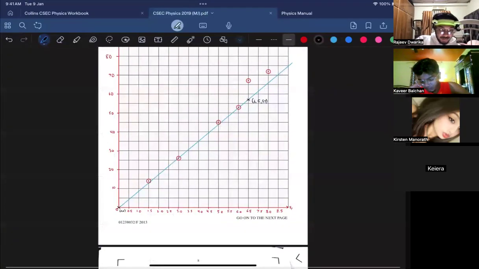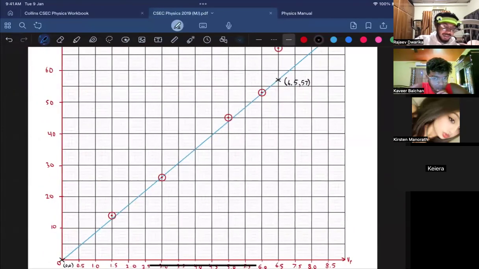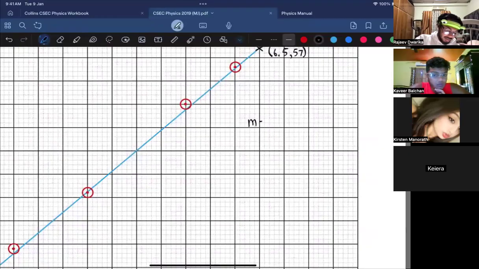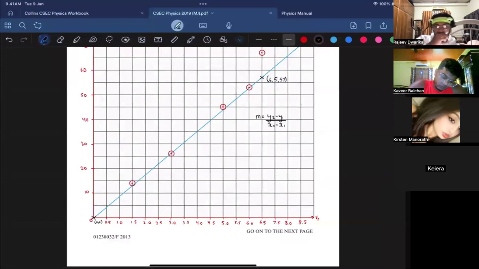So the next thing you need to do, Justin, do you remember how to find gradients? Okay, what's the formula for gradients? Is it the change in y over the change in x? Y2 minus Y1 over X2 minus X1. Now you can label your points however you want. It's up to you which one you call x1, y1, and which one you call x2, y2.